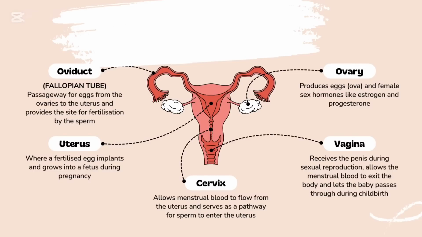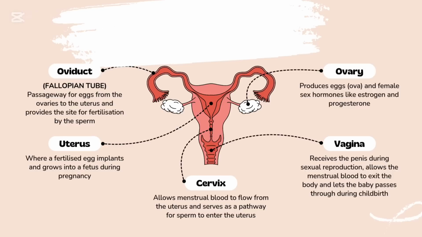The luteal phase, days 15-28, prepares the uterus for possible pregnancy, and if pregnancy does not occur, hormone levels drop, triggering menstruation. 2. Hormonal control. FSH and LH regulate egg development and ovulation. Estrogen thickens the uterine lining, while progesterone maintains it.